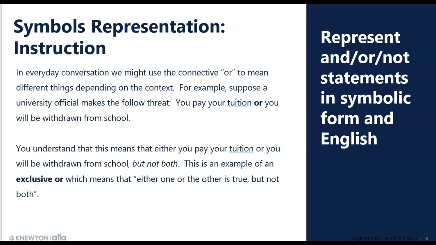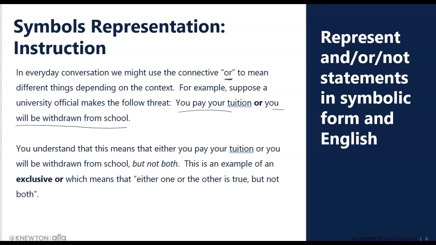So we use the connective or to mean different things. This one's a little more confusing as far as knowing when a statement joined with or is true, because we use it slightly differently in English than we do in math. If somebody at the school tells you, you pay your tuition or you'll be withdrawn from school, you think that, okay, if I pay my tuition, that's one choice. I'll be all set. You think the other thing won't happen, which should be the case. If you pay your tuition, you should not be withdrawn from school.